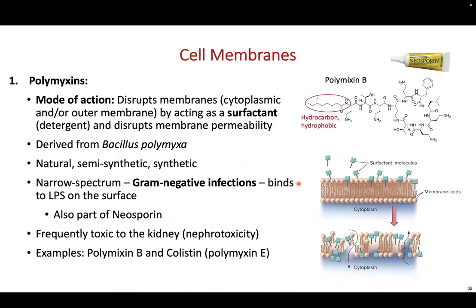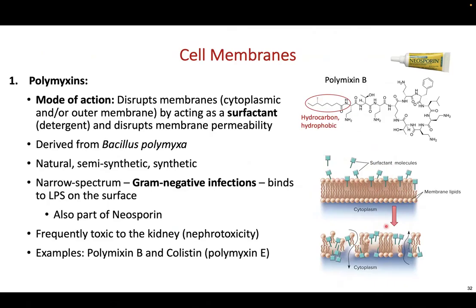And next, we have to talk about a different class, which is the class of antibiotics that targets the cell membrane. So we have polymyxins, and their mode of action is to disrupt the membrane by acting as a surfactant or detergent and disrupting membrane permeability. We already know the cell membrane is selective, allowing specific things to enter the cytoplasm or get out of the cell.